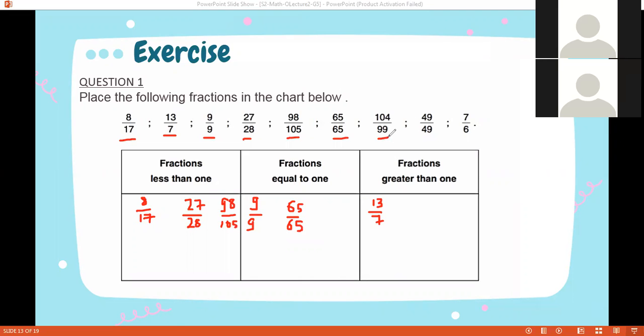Rina. 104/99. Greater than 1. Very good. 104/99 is greater than 1 because the numerator is greater than the denominator. Very good. Selena.